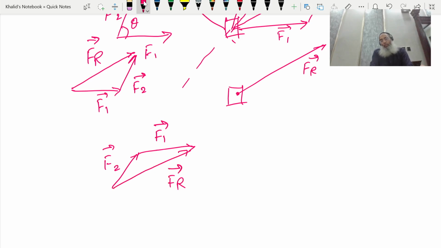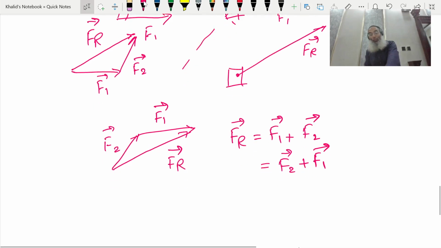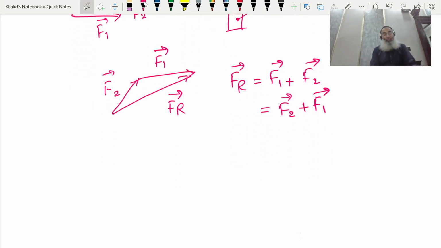the same. Resultant doesn't change. Means that FR is equal to F1 plus F2, that is equal to F2 plus F1. So changing the order of addition does not change the result. And we can extend it to more than two forces. If we are ready for it, we can have an introduction to that here.